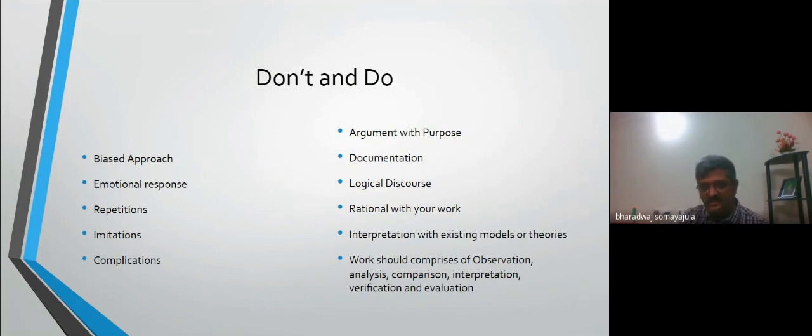Argument with a purpose. You should have proper documentation. Logical discourse should be there. Be rational with your work and interpretation. Your work should comprise all these things: observation, analysis, interpretation, verification, and evaluation. Evaluation should be very, very thorough by yourself, because you are the owner of your own work.